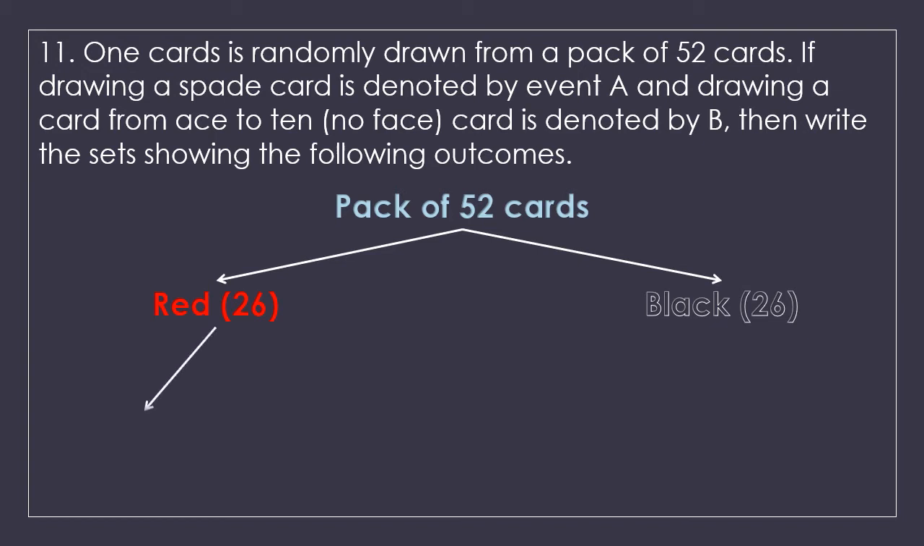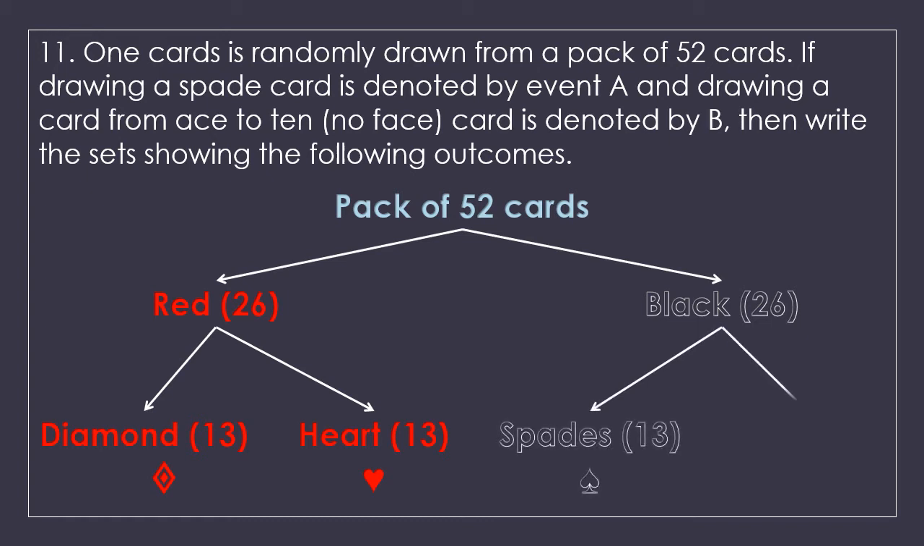Then the red color has two suits. The first suit is known as diamonds, which has 13 cards, ace to king. The second red suit is hearts, 13 cards, again ace to king. Similarly, the black color cards also have two suits, spades and clubs. I have also given the symbols here so that you can remember the color and the suit with the symbol. So red color cards are diamonds and hearts, black color cards are spades and clubs. Okay.